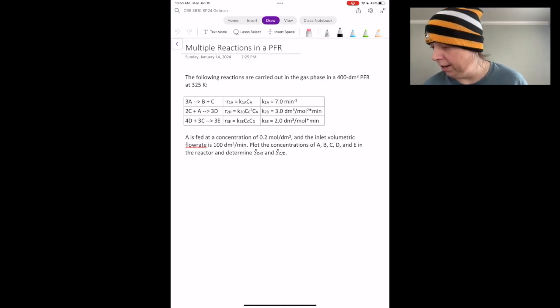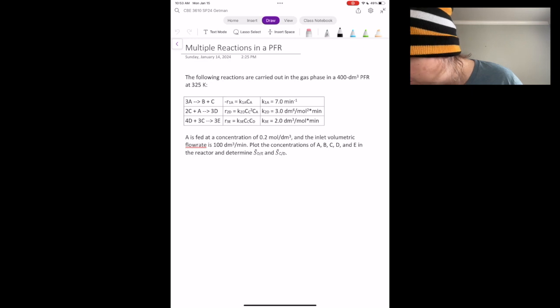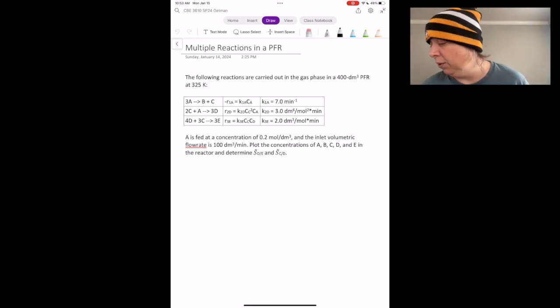Notice that they are not elementary. I guess one of them is, the other two are not. And we're given the data for the rate constants. This is going to be an isothermal reaction. We're not given any information about the heat of reaction or the activation energies, etc. And we're told that the reaction is being carried out at 325 K, so we're going to assume that is an isothermal reaction.